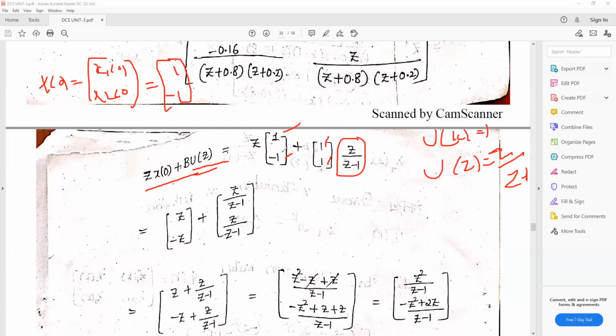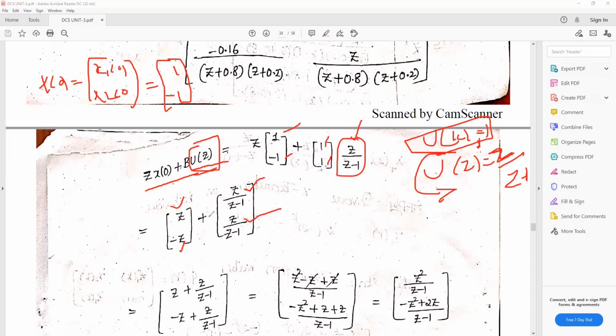What was given in our problem is u of k equal to 1 as the input. So u of k is 1. In calculating u of z, u of k is converted to u of z: 1 becomes z by z minus 1. So this is u of z. So z, and minus z, and 1 into z by z minus 1, z by z minus 1.